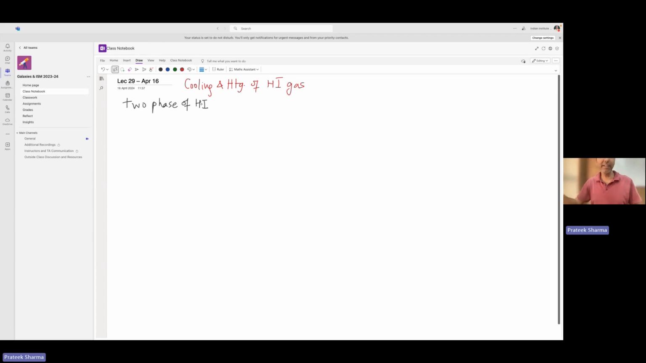So how do we get the thermal structure of neutral H1? Again, we have to do the thermodynamics, cooling and heating processes of neutral H1. So what are the heating processes of H1 neutral hydrogen gas? You have ionization by cosmic rays. So cosmic ray ionization.